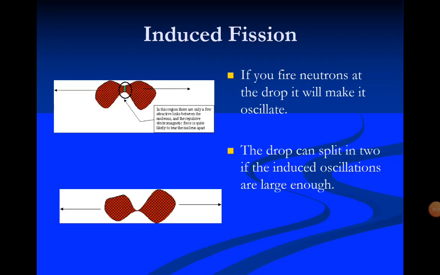Let's look again at our drop model. As I said, all the nucleons are swapping and moving around, and we can actually induce a fission by bombarding the nucleus with a neutron. And if that neutron hits a weak spot, as you can see in the first picture, there's a weak spot. That means in that weak spot there are a lot of repulsive forces from the protons, and if that neutron hits that spot, the drop can then split into two new nuclei.